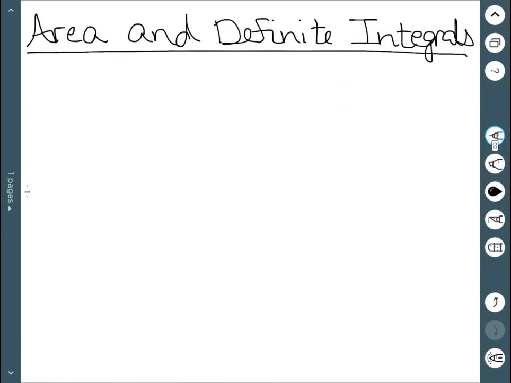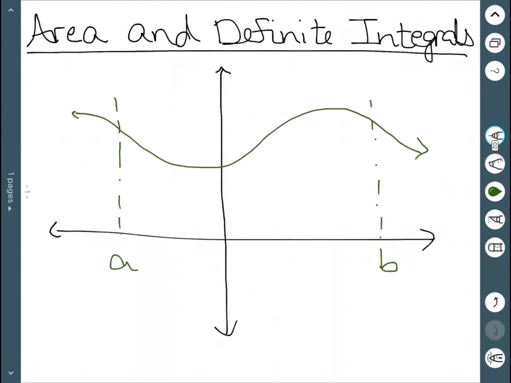We will start discussing area and definite integrals and how they are related. Let's start by considering a function, and we want to know what the area under this curve is. We do this by taking Riemann sums. Essentially, we break our interval up into different pieces and look at rectangles.